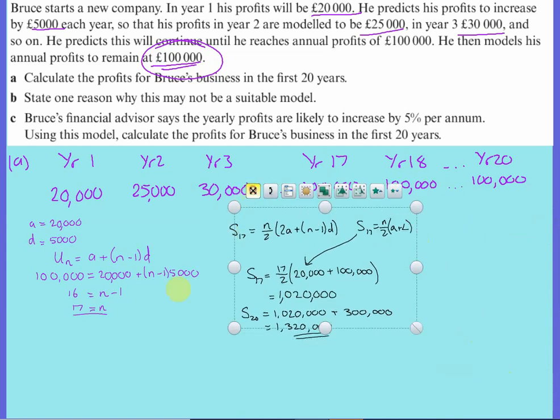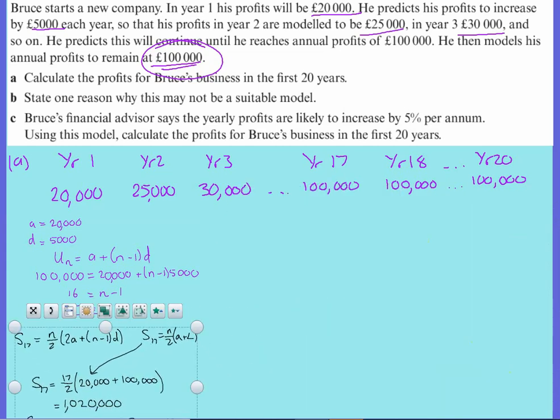Wonder if I can just bung that down there. Yeah, I can. Cool. Right, part B. Maybe we'll just verbalise this one. But state one reason why this is not a suitable model.